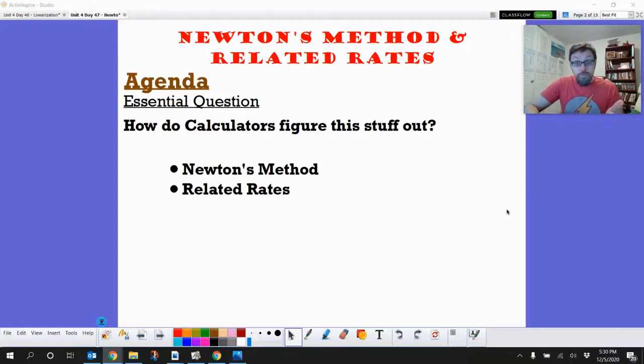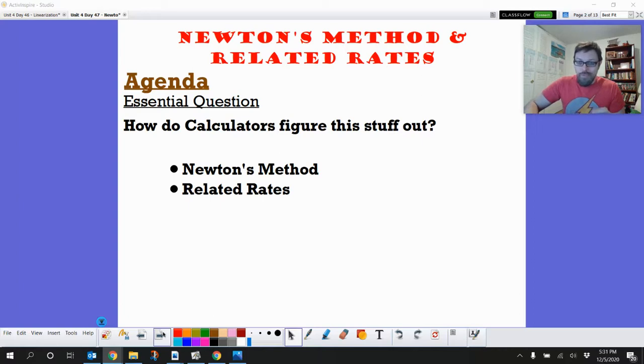Hi, and welcome to Newton's method and also the introduction to related rates, which I hear are a trickier thing. They're a very particular application of derivatives. Newton's method is a cool way that we can actually figure out x-intercepts, which was used before we had calculators to do it for us.